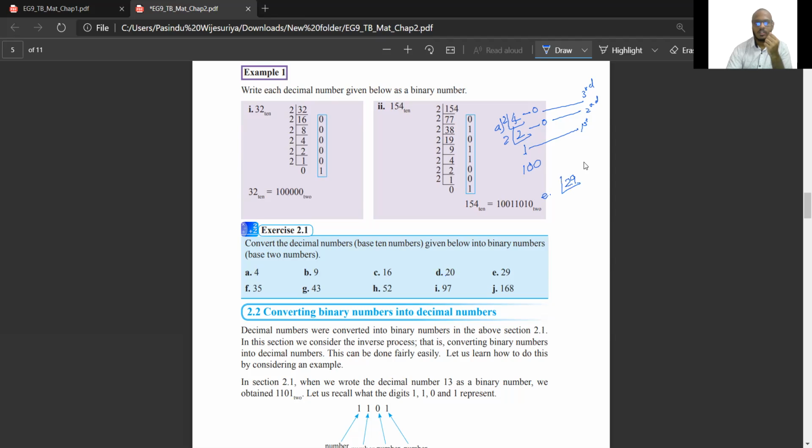29 divided by 2. Is 29 properly divisible by 2? No. What is the closest number which does not exceed 29? So we always have to consider a lower number.